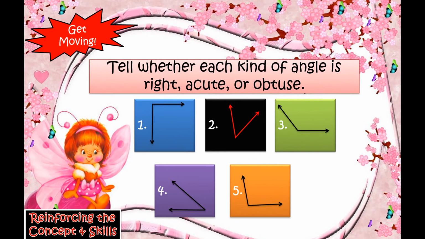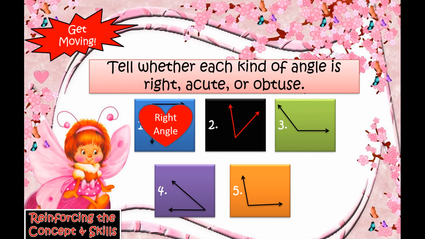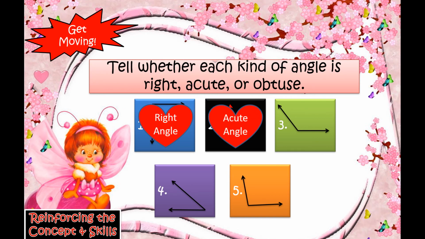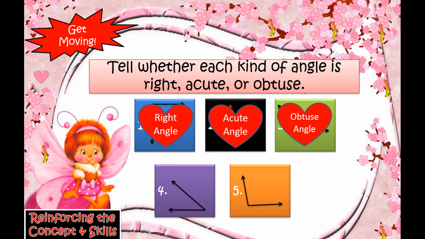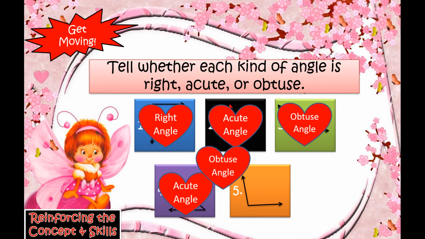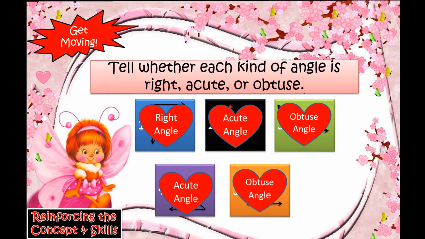How about this one? Answer this on your paper. So number 1 is still a right angle. Number 2, acute angle. Number 3, obtuse angle. Number 4, acute angle. Number 5, obtuse angle. Very good, kids.